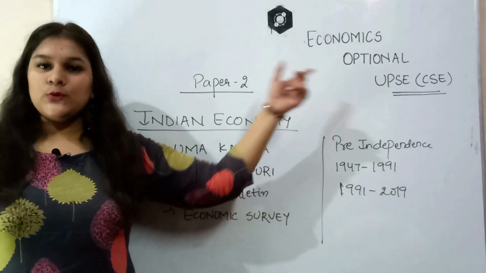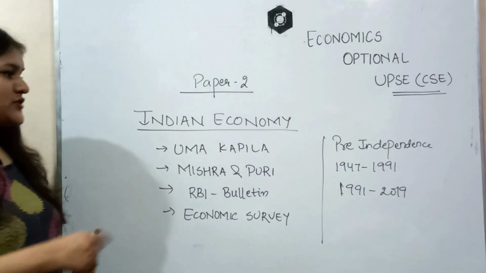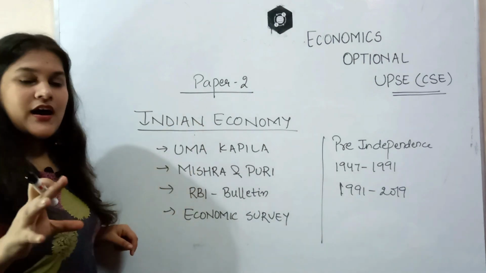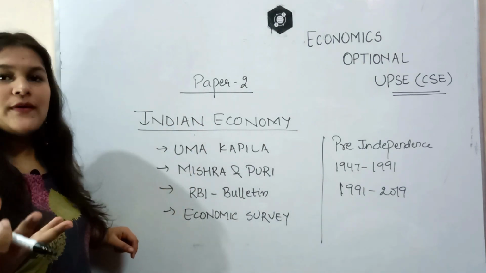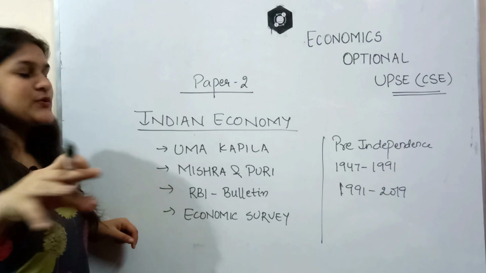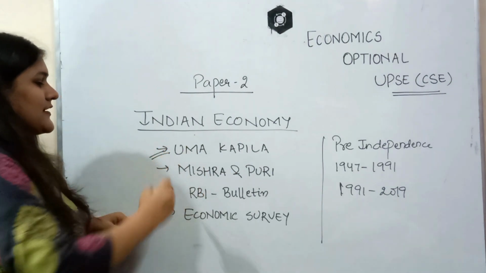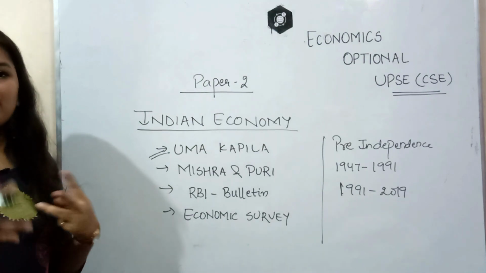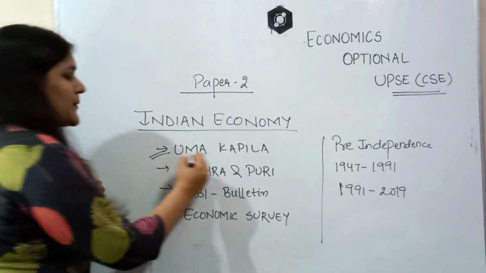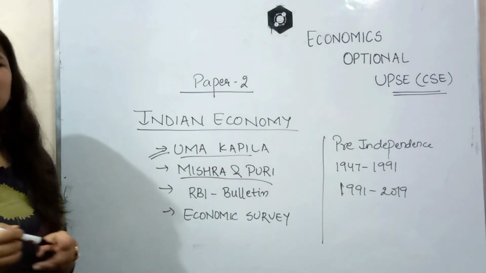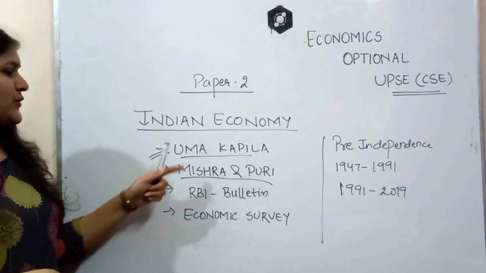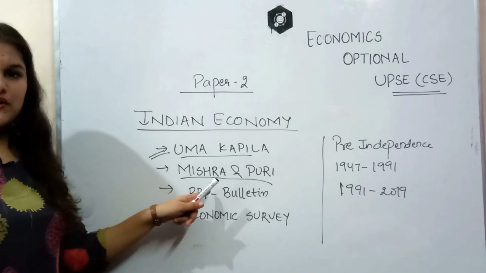Moving to the sources or book list for paper 2, we actually don't have many resources, because many questions are asked from topics which are currently in the news. For a basic understanding of the concepts, toppers referred to two books, Uma Kapila and Mishra and Puri. If you are starting from the very basics, you can start with either Uma Kapila or Mishra and Puri.